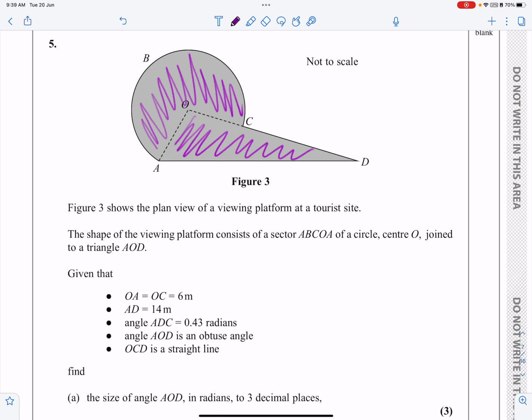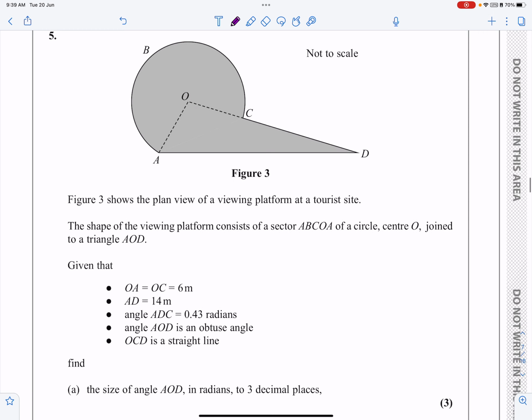So let's have a look and see what they're telling me in the question. They've not put the information on the diagram, which they normally do, so let me put the information on the diagram. This is equal to 6 meters. This is equal to 6 meters. AD is 14 meters. ADC, this angle here, is 0.43. Right, I'm going to tick that. Don't miss out that bit there.